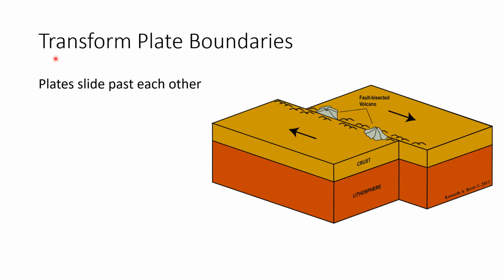The last major type of plate boundary is called a transform plate boundary, and this is just when you have 2 plates that are sliding past each other. So they're not moving together, they're not moving apart, they're just sliding past each other. So like in this example, this plate's sliding this way, this plate's sliding this way. That's a transform plate boundary.